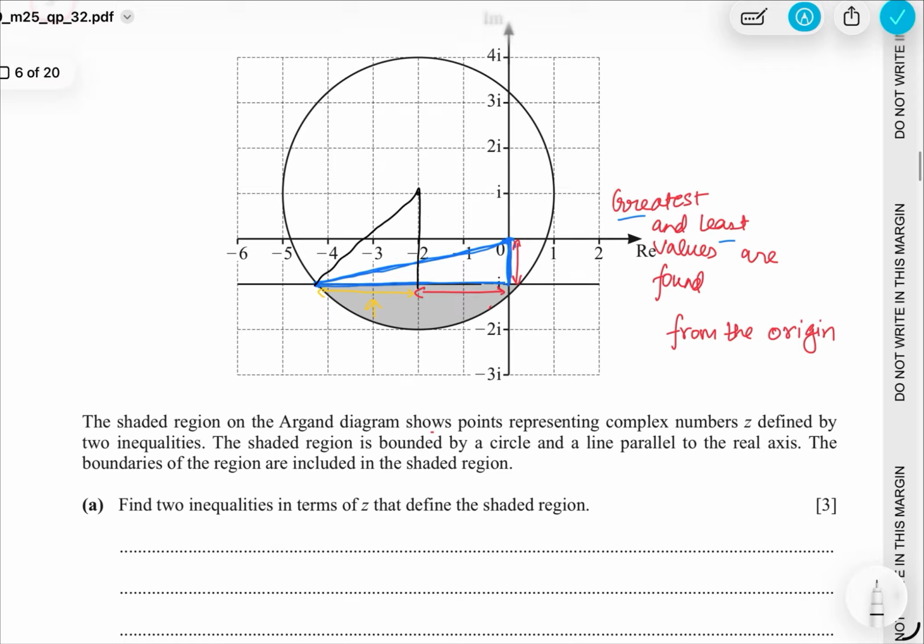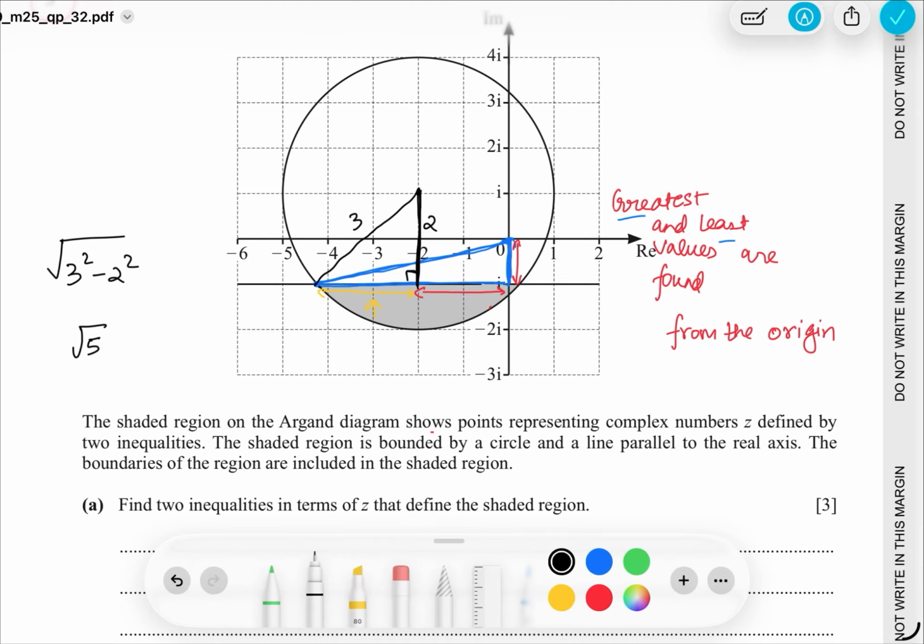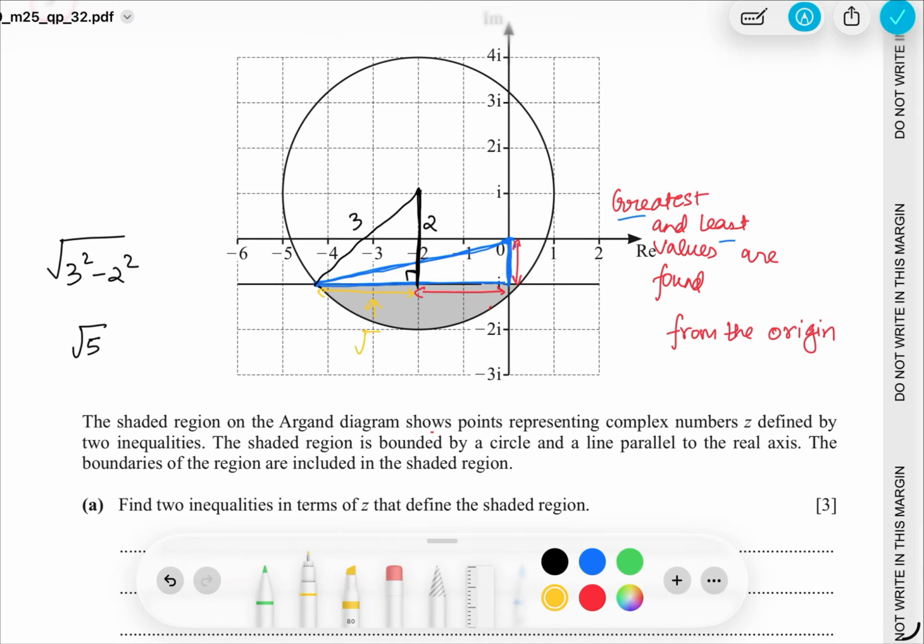Okay? This is 90 degrees. We know the radius is 3. We know this distance as well. What is this distance? 1 and 2. So this is 2. Can we find the yellow part or not? Yellow part would be using Pythagoras theorem: 3 squared minus 2 squared, square root. That would give us square root of 5. Yes or no? So we have the yellow part as well, that is square root of 5.